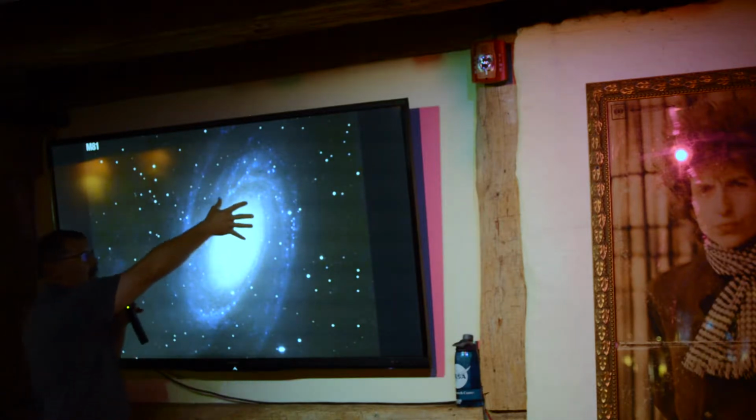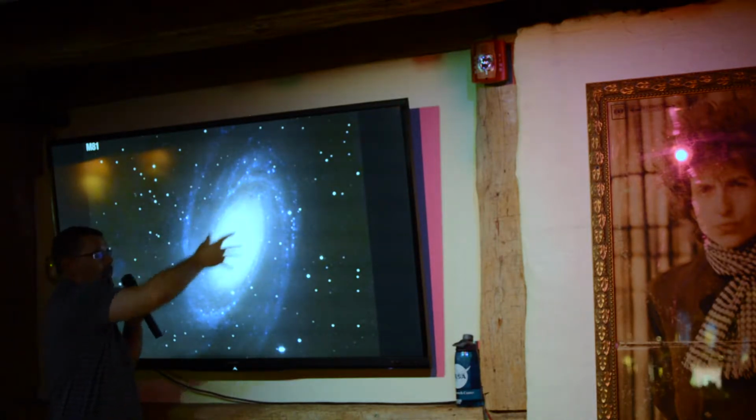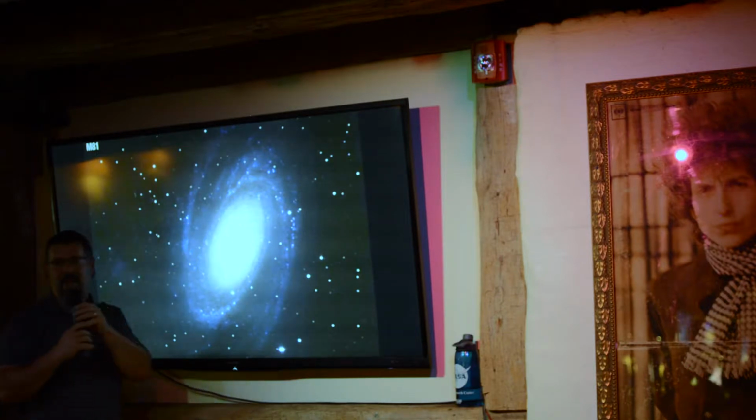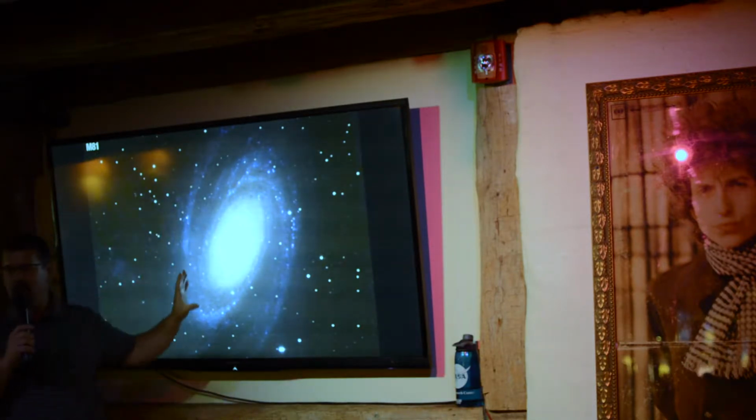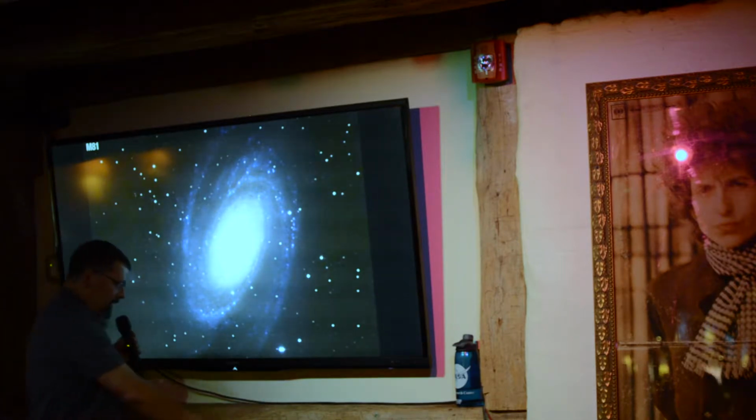But it's more common to study all of the light coming from this area of the galaxy and try to tell the properties of, in general, all of the stars that make up that part of the galaxy.